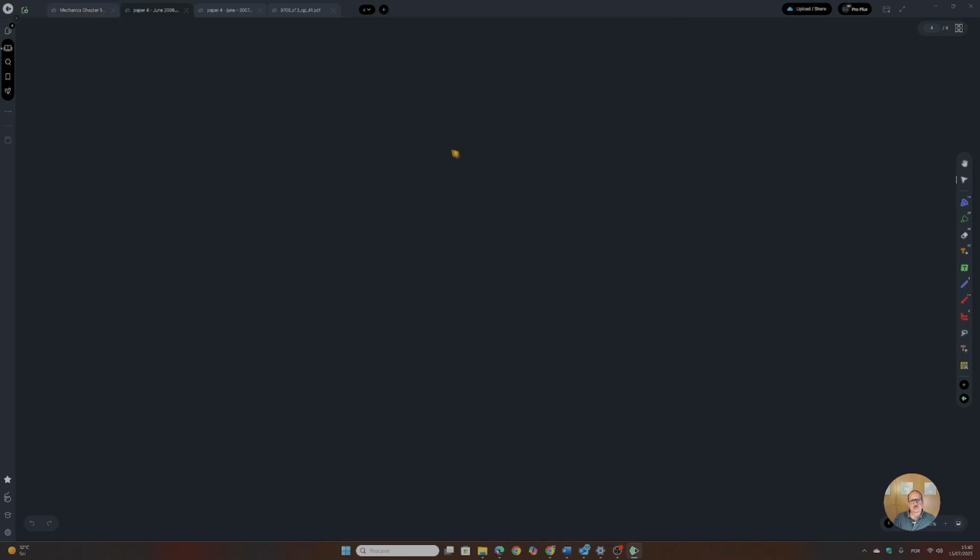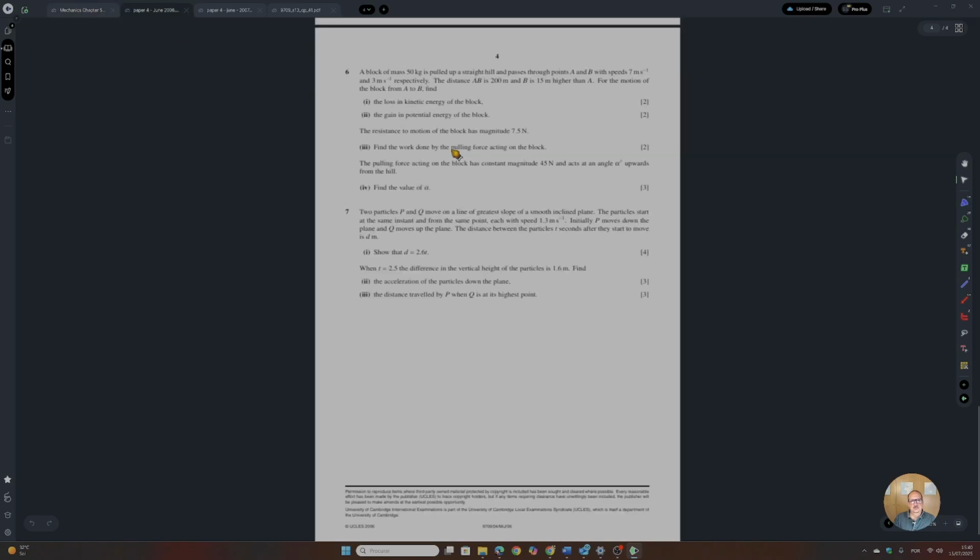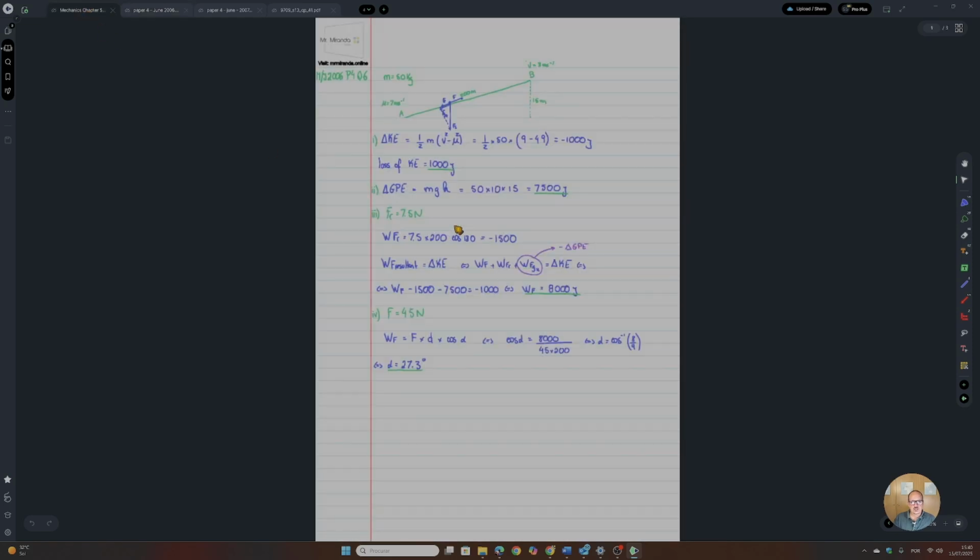Then, the resistance to motion of the block has magnitude 7.5 newtons. Find the work done by the pulling force acting on the block. So you have a pulling force acting on the block, which is the one that actually is responsible for the motion. You know that the resistance to motion, let's call it friction, is 7.5 newtons.